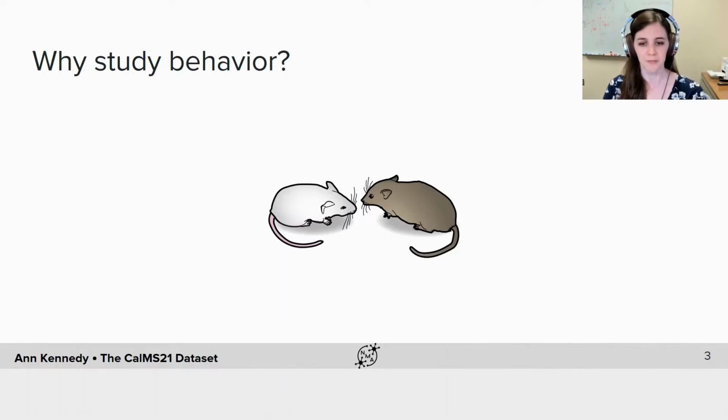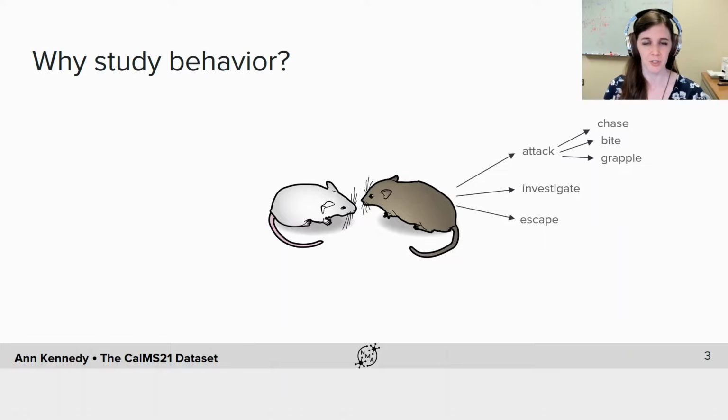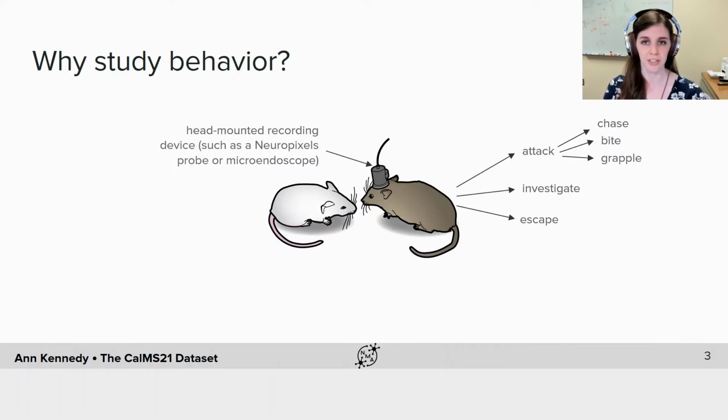So the brain has really evolved to give rise to behavior. And when we study behavior, what we're trying to understand is how animals make moment-to-moment decisions about their actions based on their complex sensory environment and their internal state. So an animal that encounters a conspecific has a series of choices to make about how it responds to that conspecific. We might also be interested in the structuring of more fine timescale actions that underlie one of these behavioral regimes. And we might want to be able to correlate animal behavior with recordings of neural activity from a head-mounted device like a Neuropixels probe or a microendoscope.